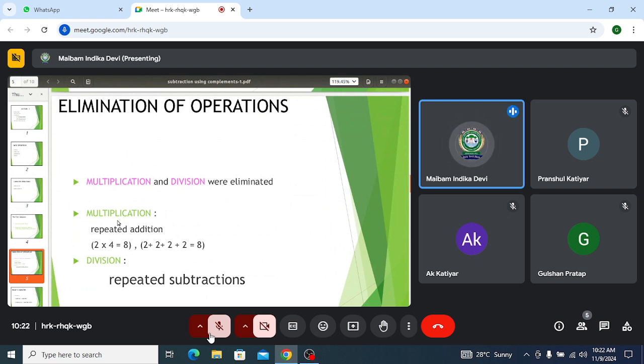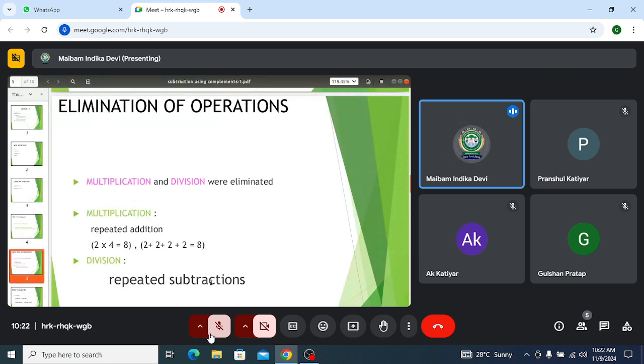Why? Because multiplication is nothing but repeated addition. For example, if you want to add 2 four times, 2 plus 2 plus 2 plus 2 is equal to 8. In multiplication form we write this as 2 into 4, like 2 is taken 4 times, equals 8. So multiplication is a form of repeated addition. Similarly, division is a form of repeated subtraction.